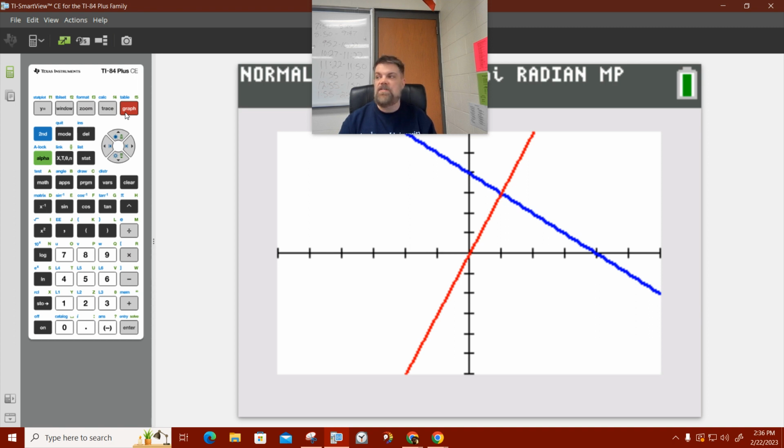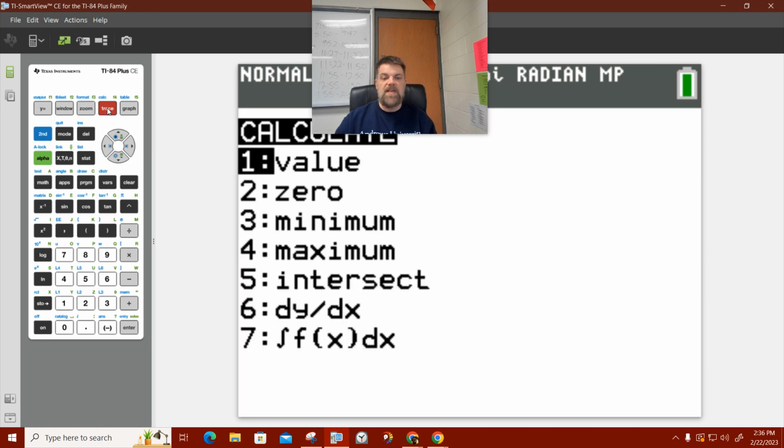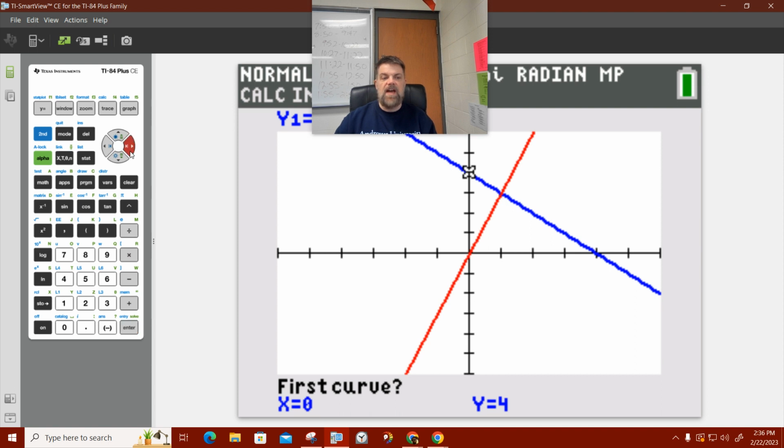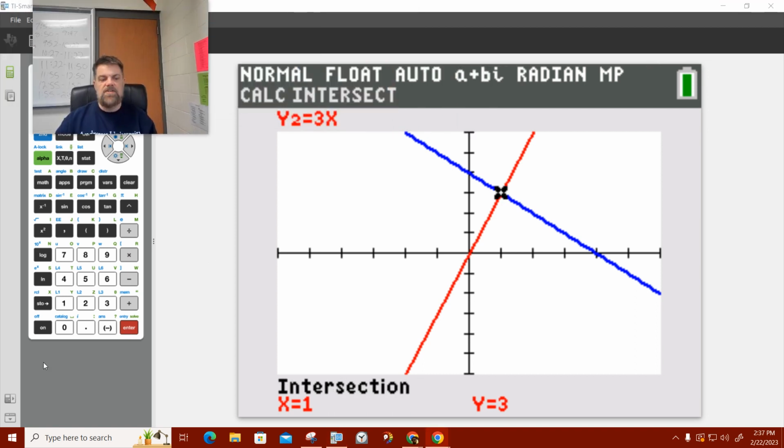How can I verify that? Do you guys remember? Yeah, I'm going to hit second trace, which pulls up the calculate menu, and then what do I want? Intersect. Now this is how you solve it by graphing, and we're just letting the calculator verify that they both have that same value, and then we'll double check by hand. Okay? Does that seem about right there? Yep. First curve guess, second curve guess, actual guess. Guess what? It is the intersection.